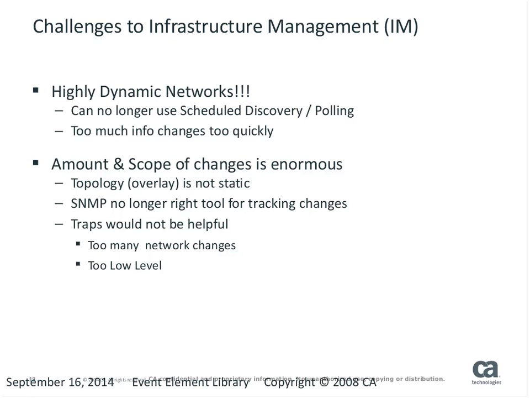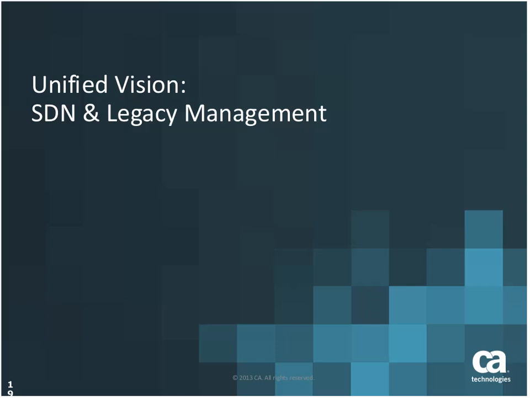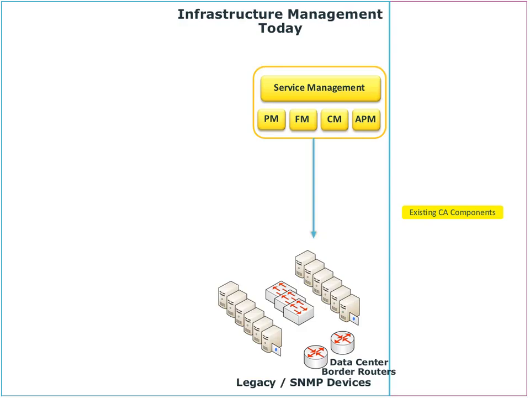SNMP has traps and indications, but they're generally so low level, and there would be so many of them, that we're looking for a new paradigm for network management that really addresses all the possibilities brought forth by SDN. So we've produced a unified vision, which is SDN and legacy management coexisting, because we expect the SDN world is really the evolving deployments, as we saw in that market share survey, where people are in different positions of their deployment maturity.